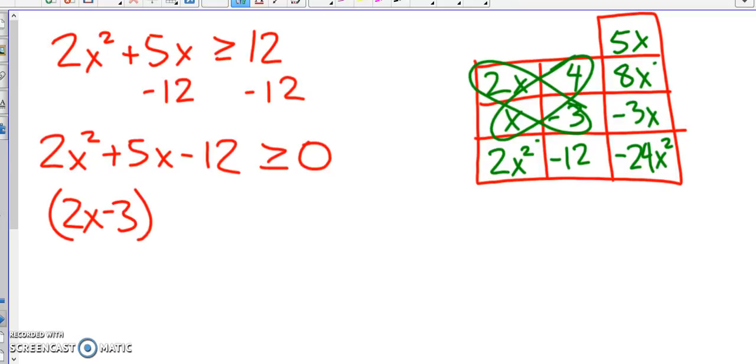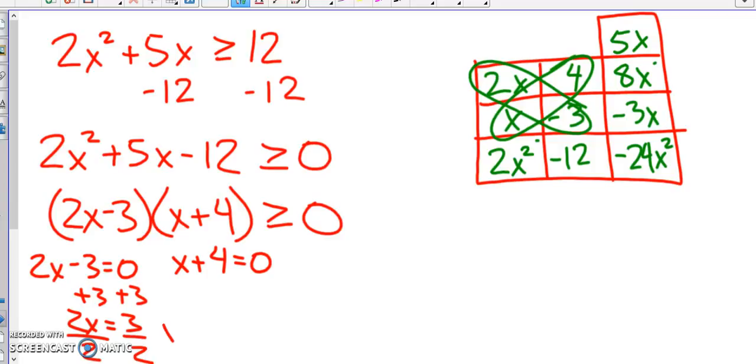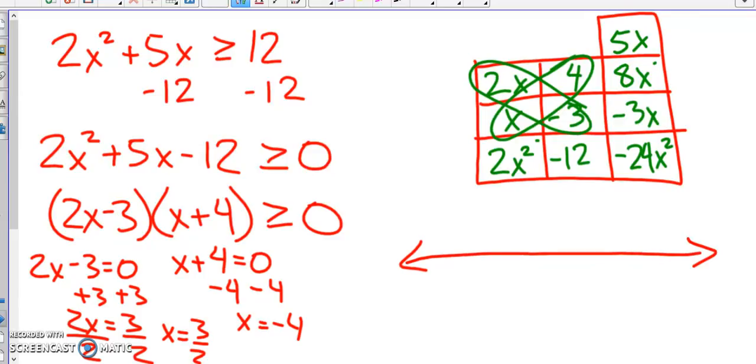2x minus 3, x plus 4, greater than or equal to 0. Now remember, to get the points that go on the number line, 2x minus 3 equals 0, x plus 4 equals 0. Add 3, 2x equals 3, divide by 2, x equals 3 halves. And then this one, subtract 4, x equals negative 4. So, on the number line, I need negative 4 and 3 halves.